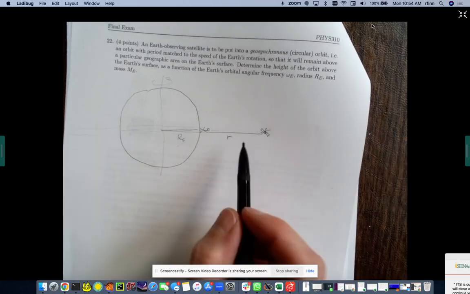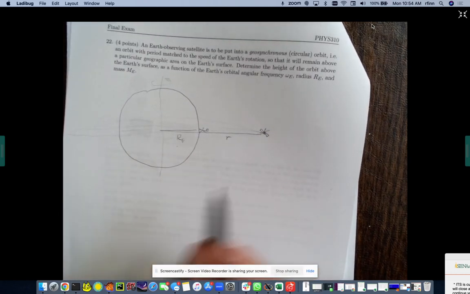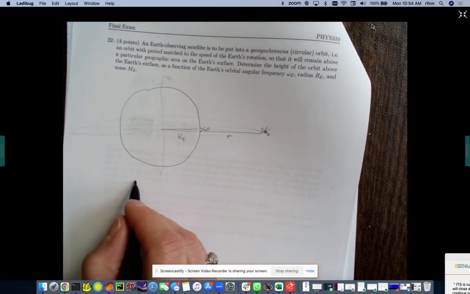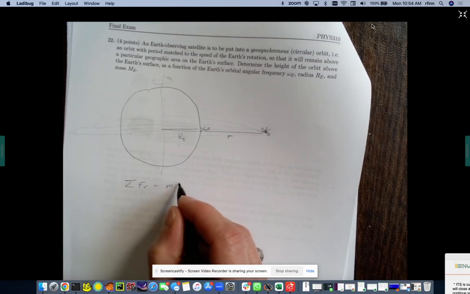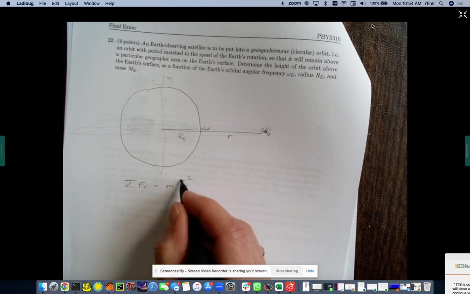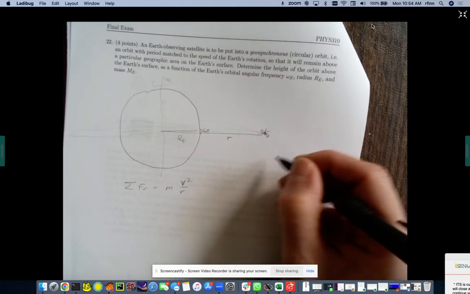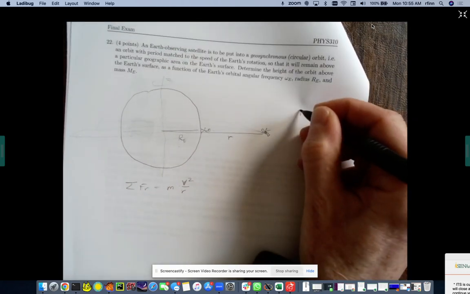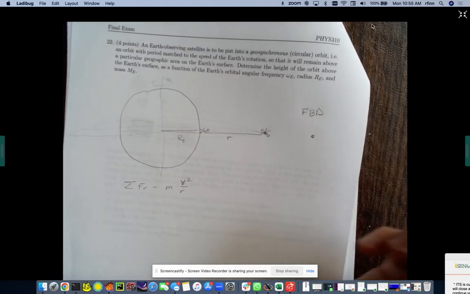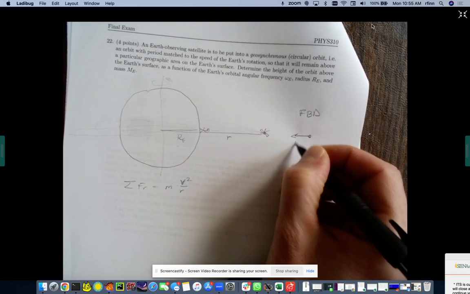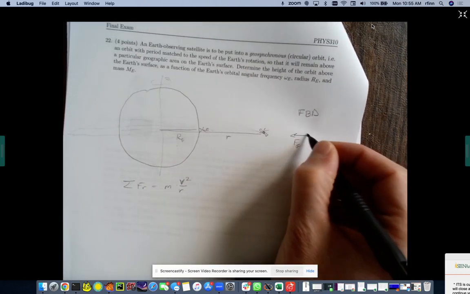Okay, so let's think about this. Whenever you're seeing an object going in a circle, right, it's going to be a circular orbit. We want to think about the equation, right, that there has to be a net force moving in the circle. And this is really a gen phys problem, mv squared over r is the net force in the radial direction. So if we look at a free body diagram of our satellite, all that it experiences here is the gravitational force from the Earth.